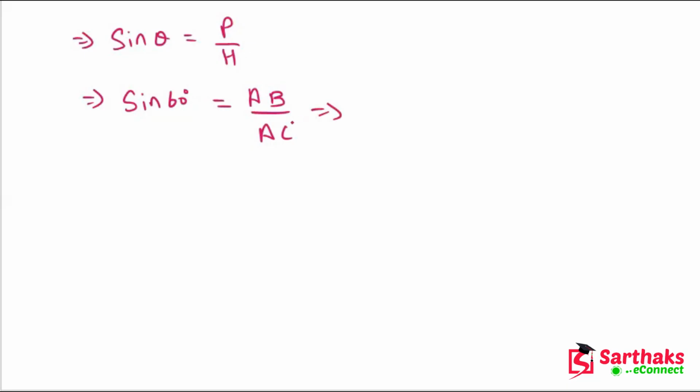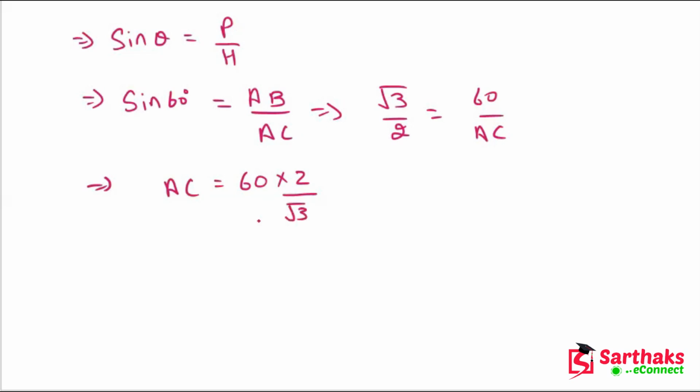Okay, my dear friends, we know that the value of sine 60 is root 3 upon 2, which equals AB upon AC. We have AB is 60, but we don't know AC. So by rearranging this, we get AC equals 60 into 2 upon root 3. I hope you get this point.